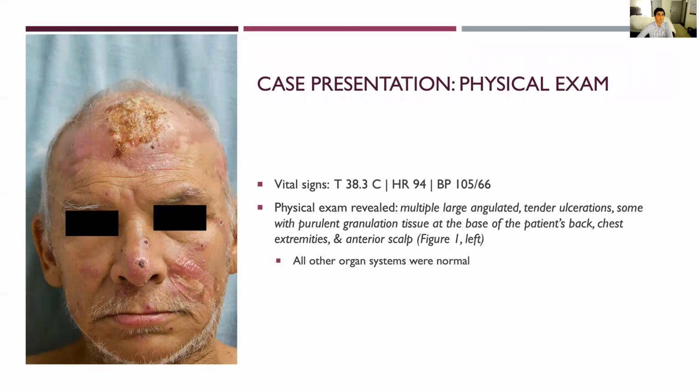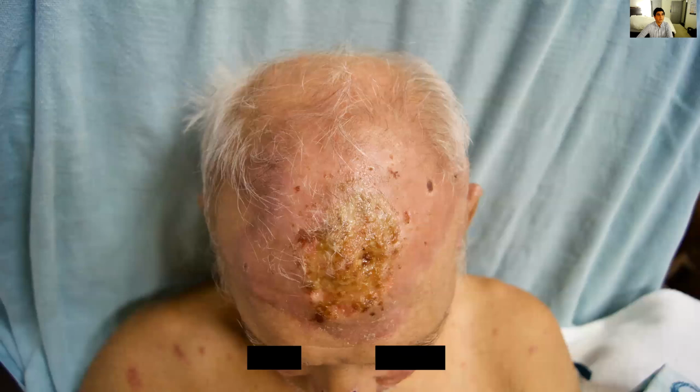Physical exam revealed multiple large angulated tender ulcerations, some with purulent granulation tissue at the base of the patient's back, chest, extremities, and anterior scalp, which you can see on the left here in figure 1. Here's an aerial view, and you can see both the extent of the infection on the anterior scalp as well as the surrounding erythema.